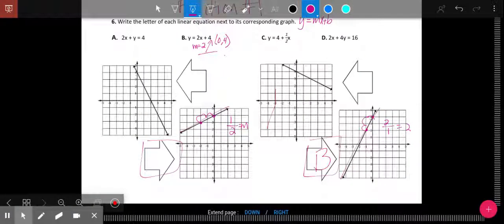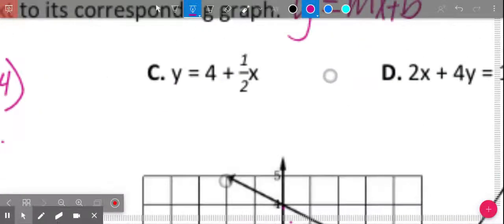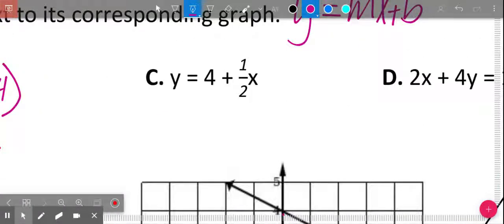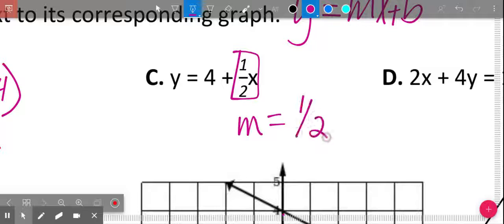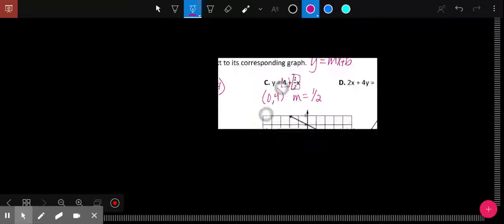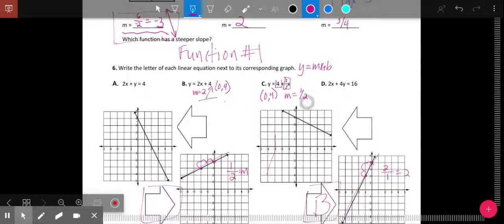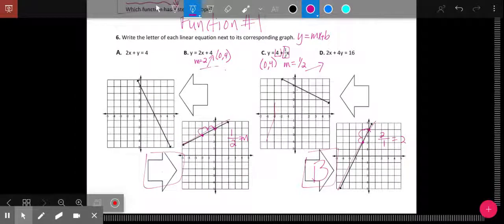Alrighty, awesome. The next one that's in slope-intercept form pretty much is C, y equals 4 plus 1/2 x. Remember, the slope is the one with the x, so my slope is 1/2. My y-intercept here is still 0, 4. So this is a positive slope, so it should be going up. Well, the only other one that goes up is this one, and we already found the slope was 1/2, so we know that has to be C.